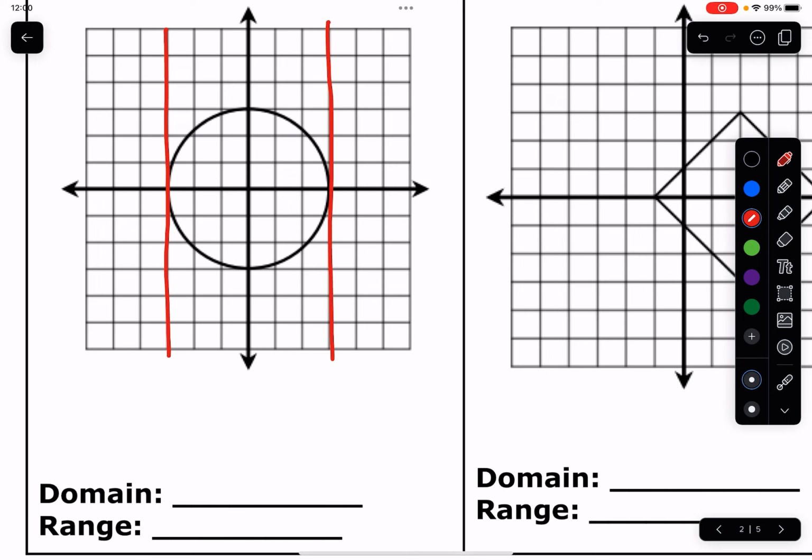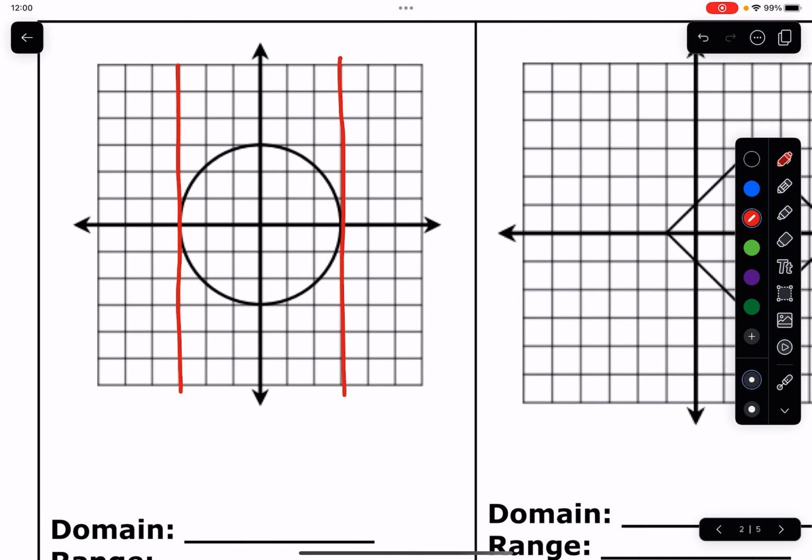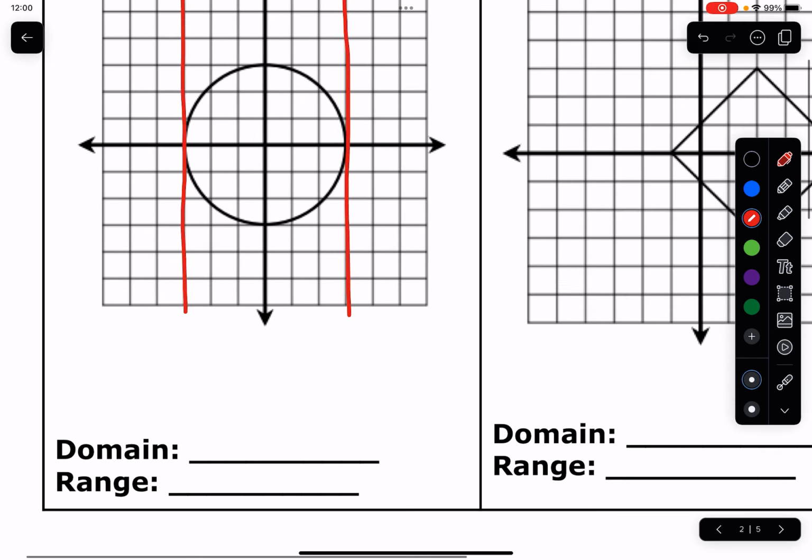The circle doesn't exist to the left of the far left vertical line, which is at x equals -3, and the circle doesn't exist to the right of the right vertical line, which is at x equals +3. So the domain of this thing are all of the values from -3 to +3. And again, since there are no open circles at those endpoints, there's going to be closed brackets.